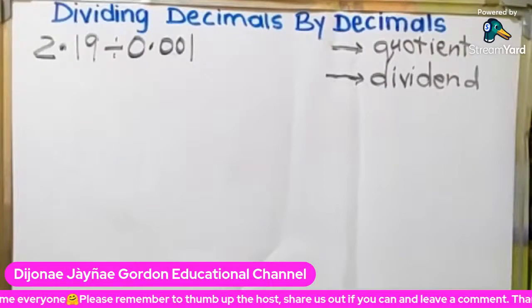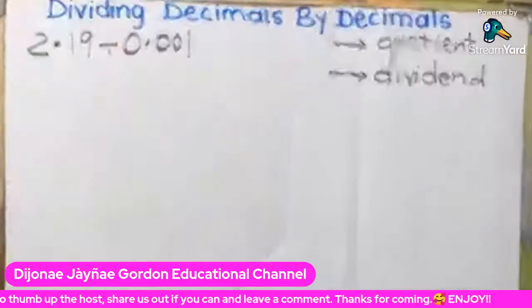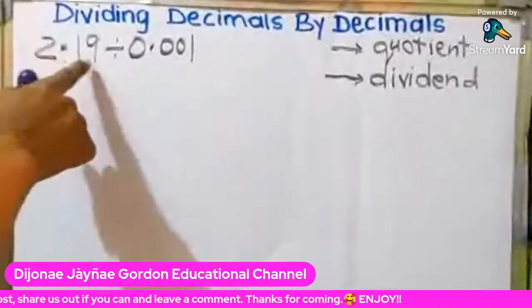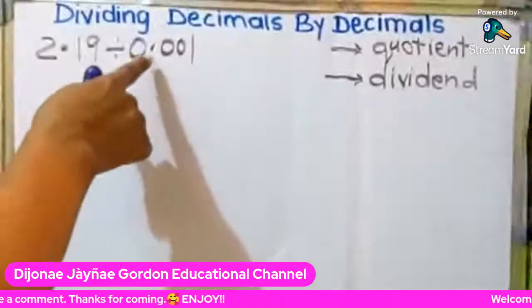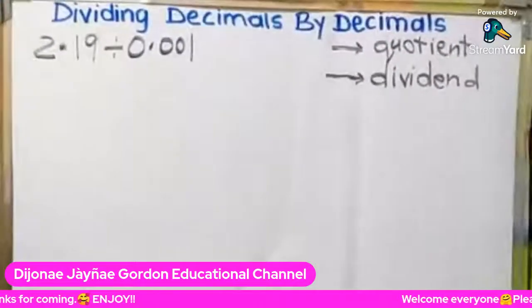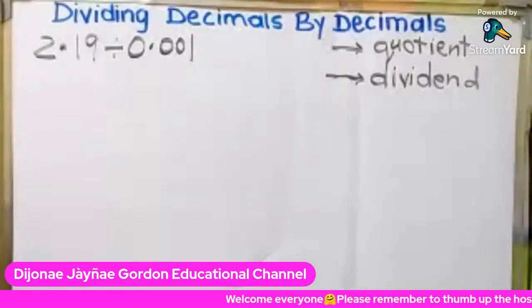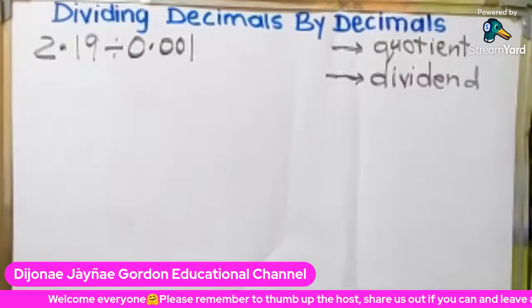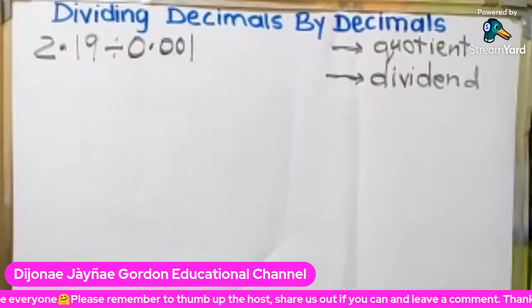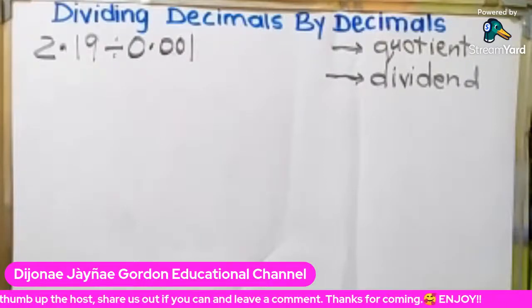So first, you have to identify the different parts of this division. So 2.19 is known as your dividend. And of course, 0.001 is known as your divisor. We're going to solve this to find our quotient.